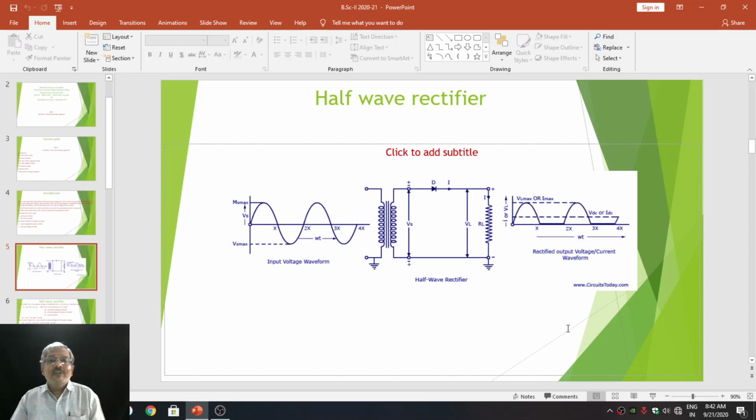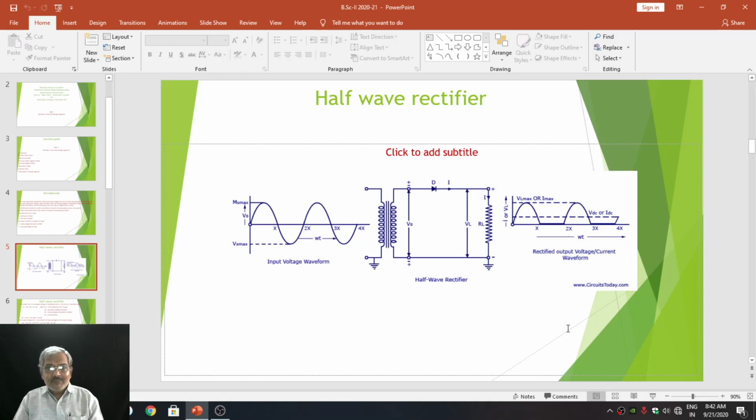Dear students, once again, after a gap of 1 week, we are going to begin with topic number 1, namely rectifiers, filters and voltage regulators from paper number 5.